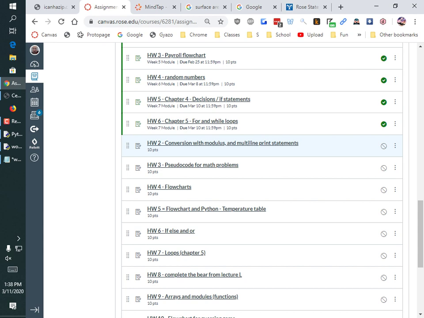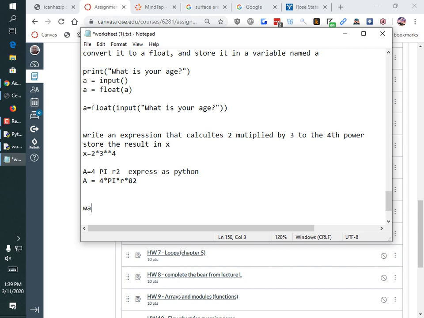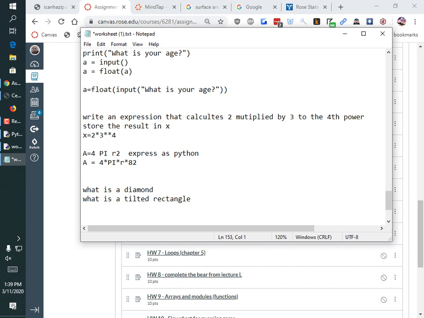You're going to need to be able to draw a small flowchart or recognize it. If I ask you what a diamond is, tell me what the diamond is. There'll be choices like if and loop. What is a diamond? What does a tilted rectangle mean? A tilted rectangle just means input or output. Math is in a regular rectangle. What is a regular rectangle? And I'm not going to ask you about the rectangle with the bars. But I could.